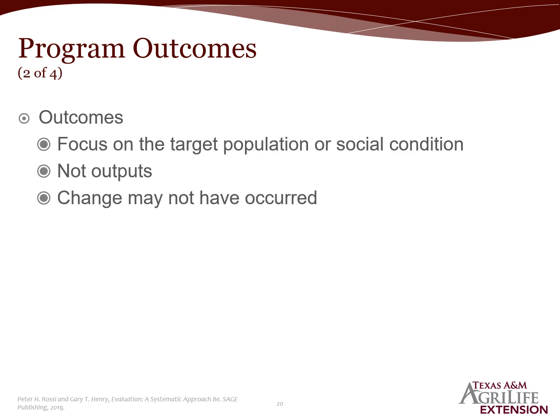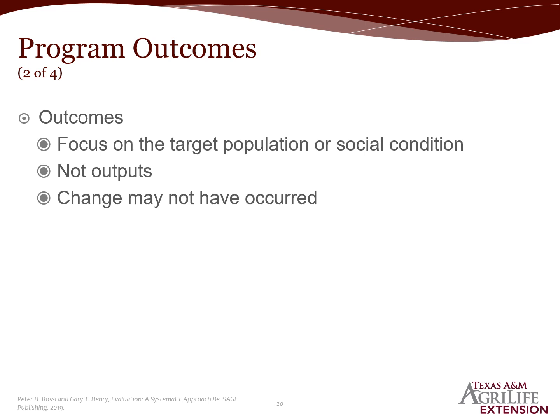So outcomes will focus on a target population or a social condition. The outcome that we've identified says that we're going to change this about the social condition, or we're going to change this behavior, this knowledge, this skill, this attitude in our target audience, right? Those are the conditions that we say that we're going to change. It's not the outputs. The outputs are the things that we do to try to reach the outcomes.